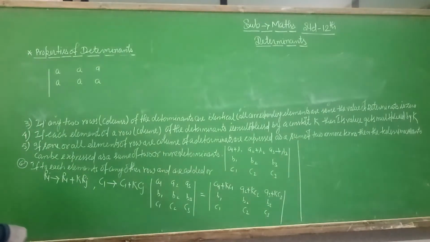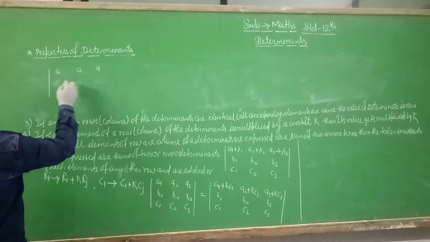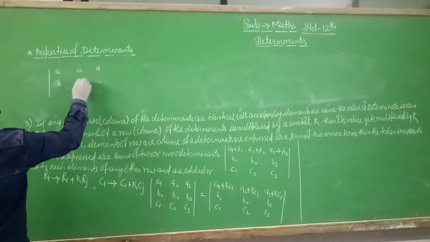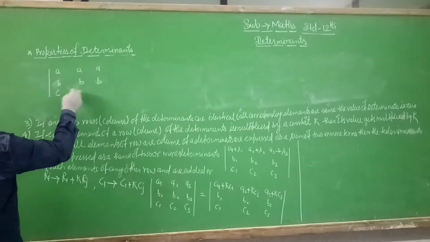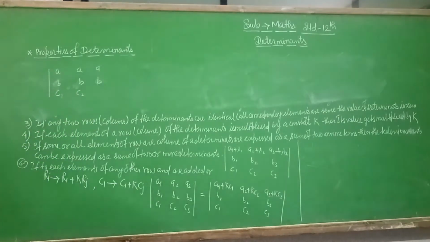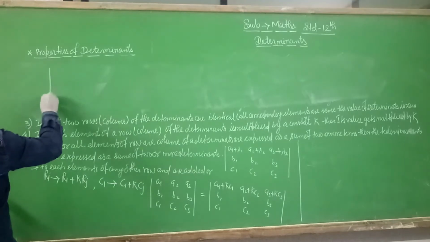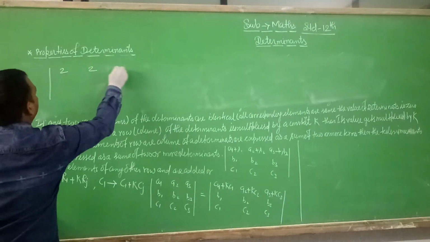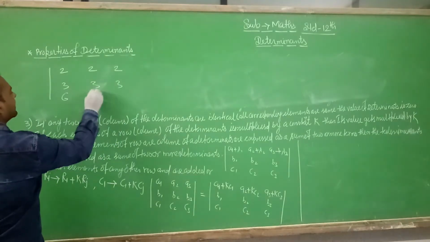Either you take any other values also. Suppose that you take B, C, D, then this is B and B, and the third element is C: C1, C2 and C3. Either you take any numbers, it is better for you. Two and 2, 3 and 3, 6, 8 and 10.